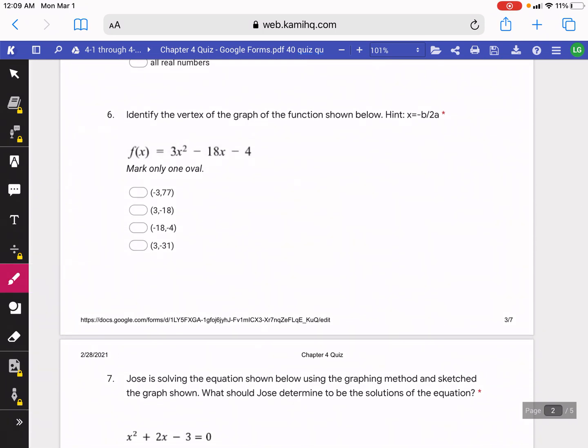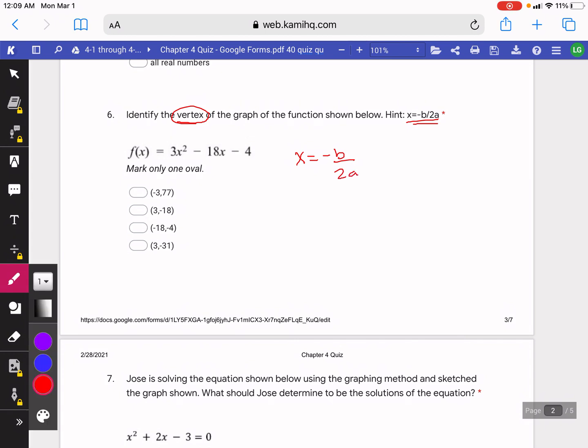This next question wants us to identify the vertex of the graph. And here we are given the formula x equals negative b over 2a. So I'm going to start by labeling my letters. So my a is 3, my b is negative 18, my c is negative 4. So for b, I'm going to plug in negative 18. And for a, I'm going to plug in 3.